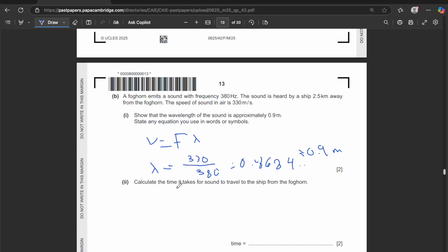So calculate the time it takes for sound to travel to the ship from the foghorn. So time taken: V is equal to distance by time, and distance is 2.5 kilometers, but we have the unit in meters per second, so we will change that to 2,500 divided by 330. And you get 7.575 and so on. Get 7.6 seconds.